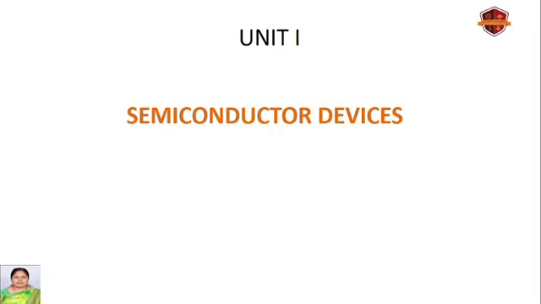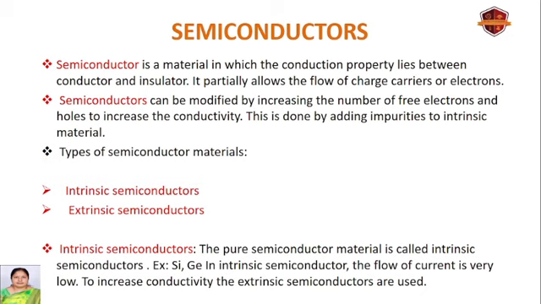Next we are going to see the topic from the unit 1, semiconductor devices. What is meant by semiconductor? Semiconductor is nothing but a material whose conduction property lies between the conductor and insulator. That means it partially allows the flow of charge carriers or electrons.